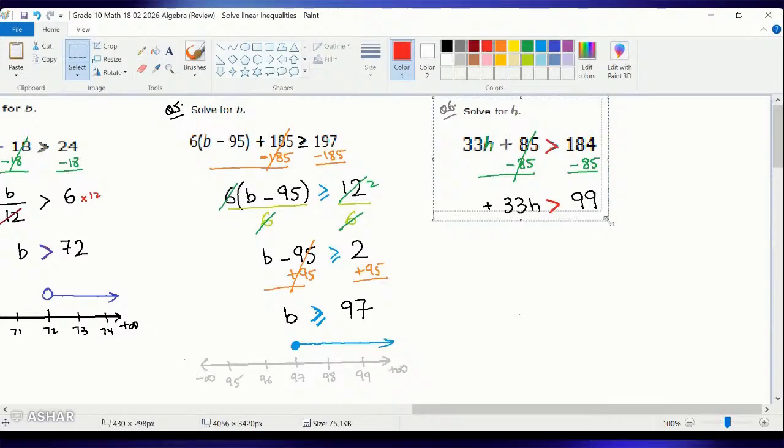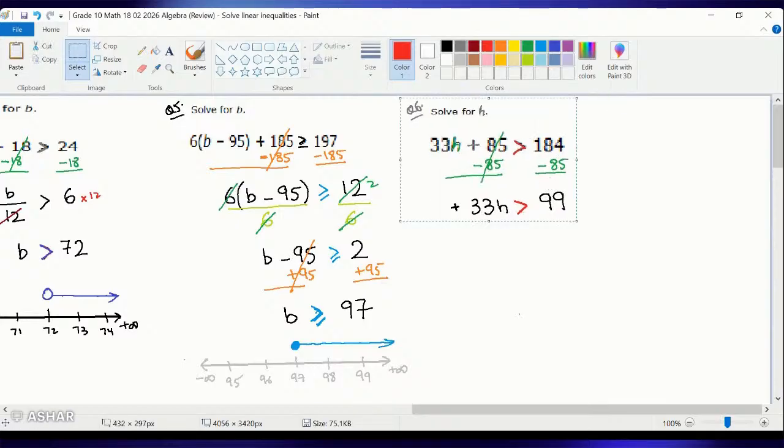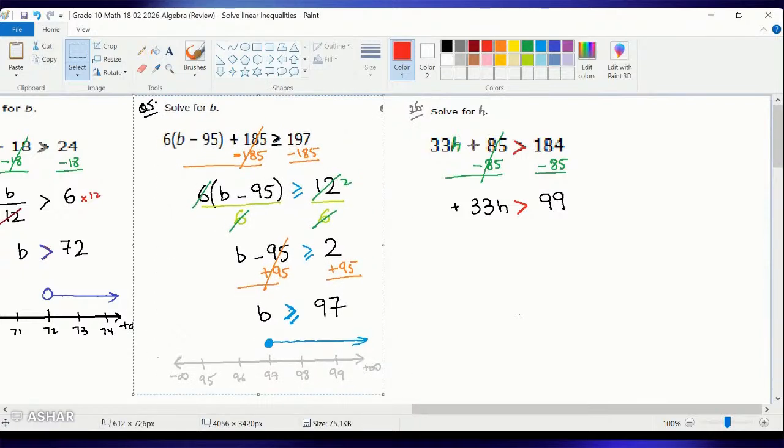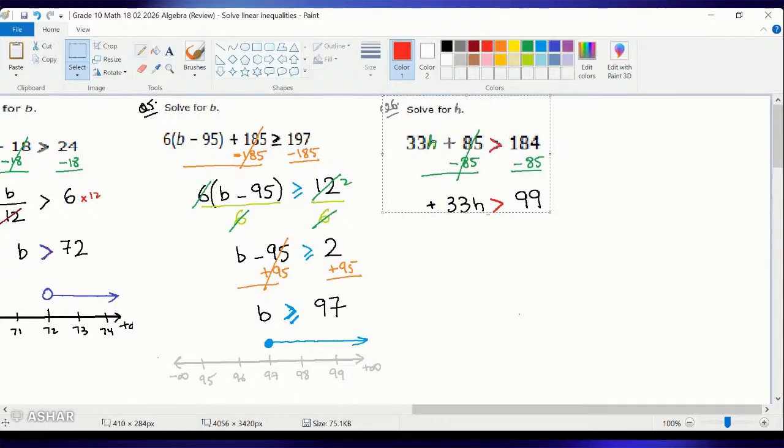This is our question number 6. So what we can do over here is divide both sides by 33. And we can say 33 times 1, 33 times 3. So what we can say is h is greater than 3.